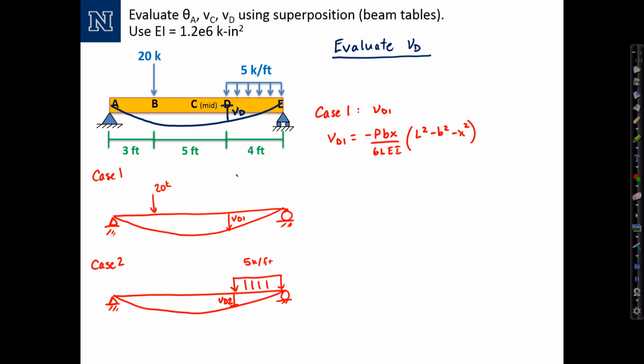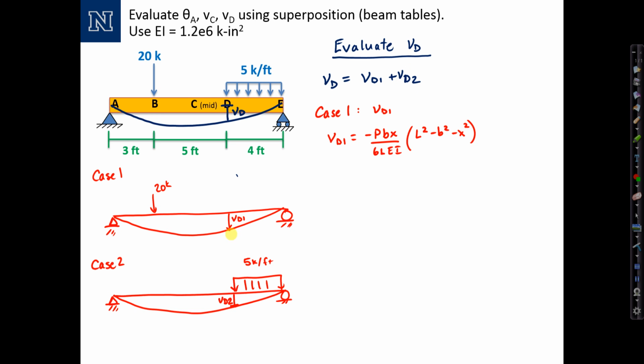Since the load cases are pretty much the same, I went ahead and laid it out for us. We can evaluate the deflection at D by superposing the following two cases. Case 1, the deflection at D due to the point load, which I'll call VD1, and case 2, the deflection at D due to the distributed load, which I'll call VD2. And the superposition method says that the total deflection at D, V sub D, is equal to VD1 plus VD2.